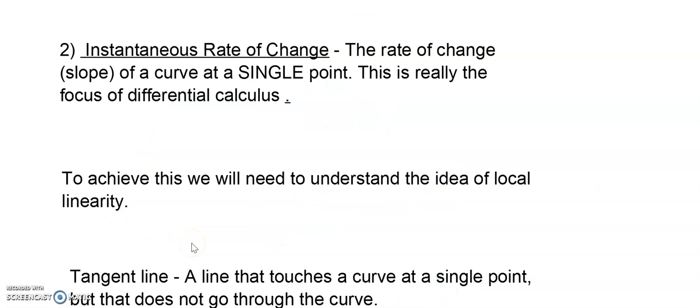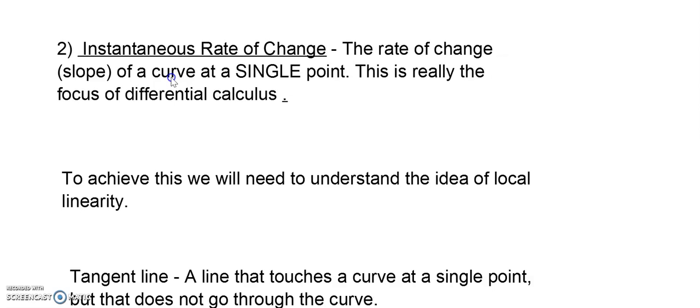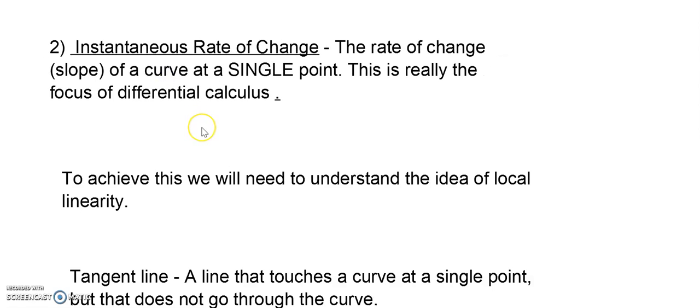Okay, now that we've discussed average rate of change, let's talk about the second type of rate of change, and that's called the instantaneous rate of change of a graph. The instantaneous rate of change of a graph is the rate of change, or the slope of a curve, at a single point on the graph. Instead of using 2 points and using the slope formula, we want to use a single point on the graph. And this is really the focus of what differential calculus is about. How can I find the slope of a curve at a single point?